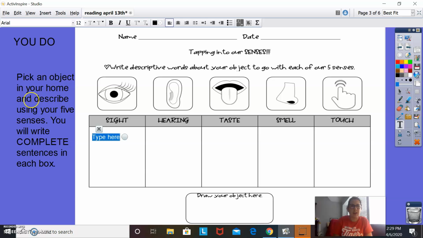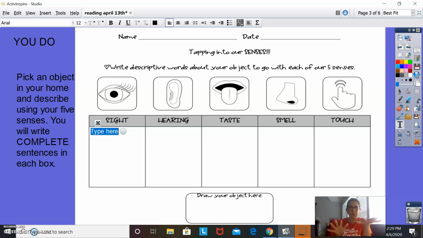You're going to pick an object in your home and describe it using your 5 senses. You will write complete sentences in each box. How many did I say? 2 to 3. And you can't write too big in here because you'll run out of room. So remember, you have to write smaller. You're going to be typing this, so you want to make sure that you're typing. You might have to decrease the font, and I'm sure mom or dad can help you figure that out.